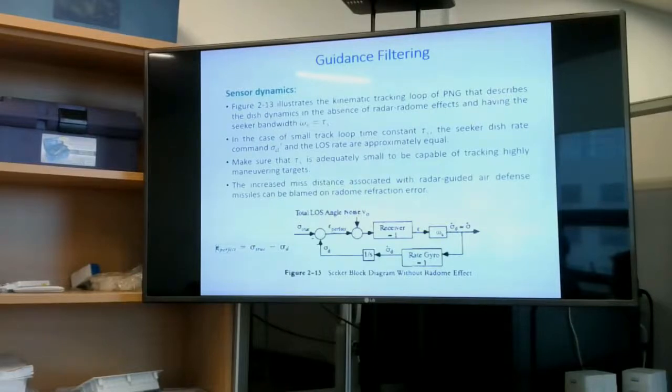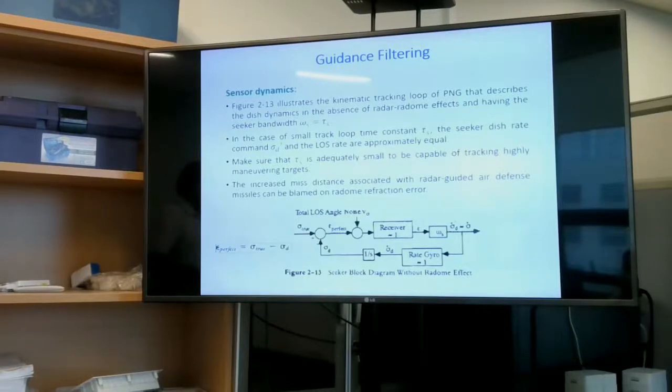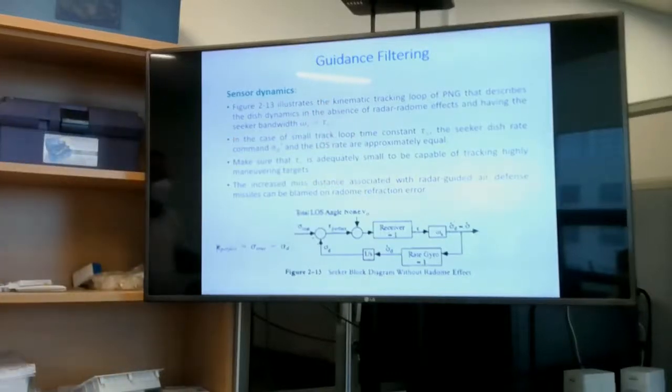This is the seeker axis, and this is a dish antenna, and here is a target. Okay, and this is the radar. So we consider, suppose there is no random effect. For example, the random effect is ignored. So this figure illustrates the kinematic tracking loop of a simple proportional navigation guidance system.